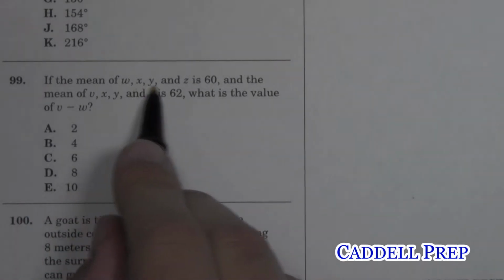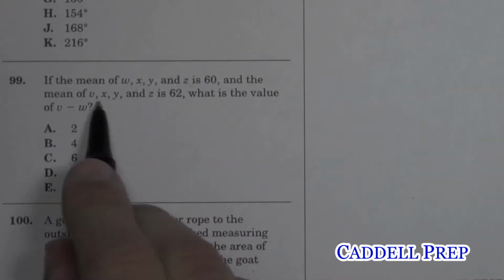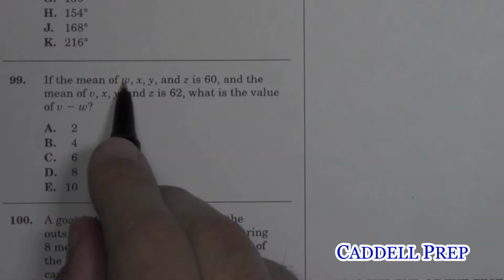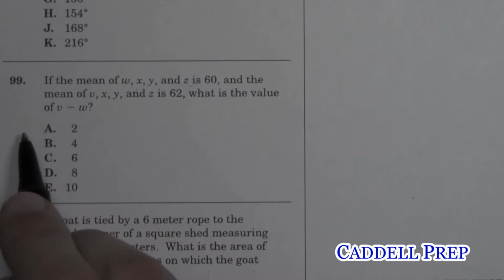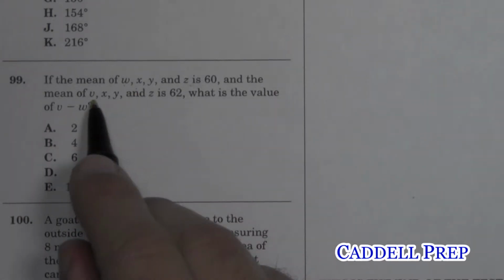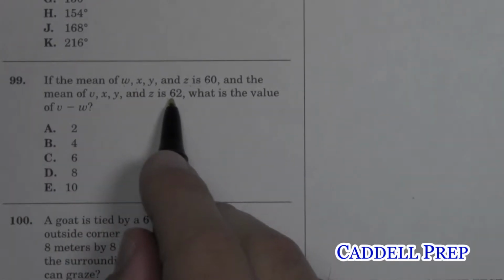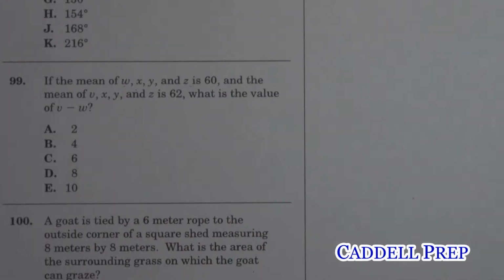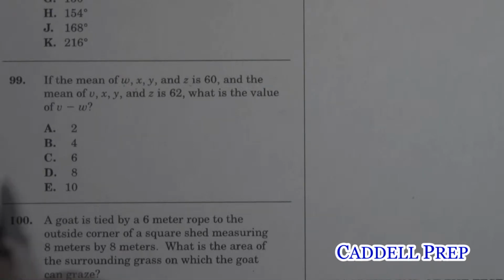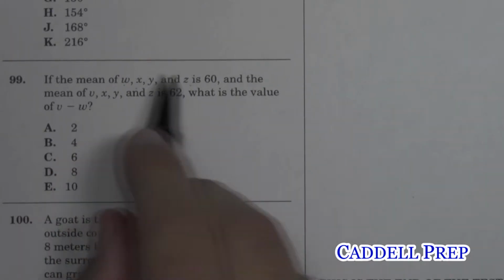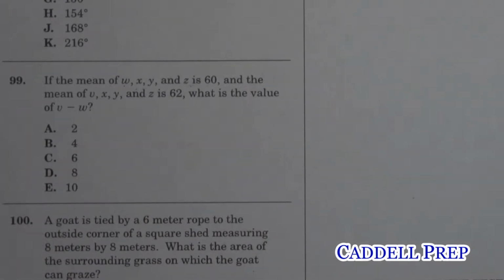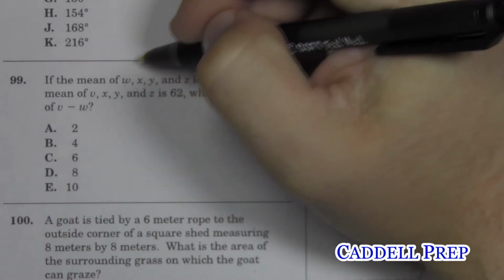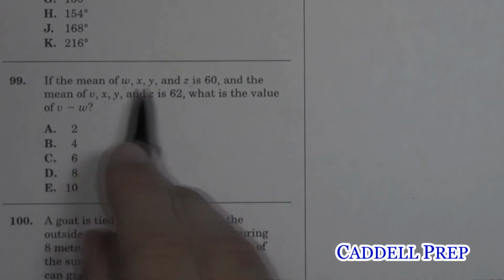So in both cases they have x, y, and z, but in one instance they use w, and in the other instance they use v. When they use v, the average is greater than when they use w. So just from this, without doing any work, we can't figure out what the difference between them is, but we can figure out what all of these add up to.